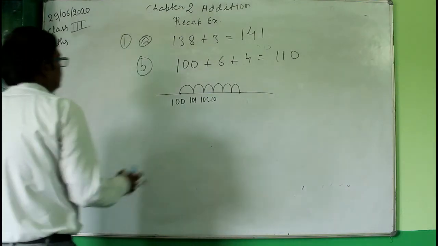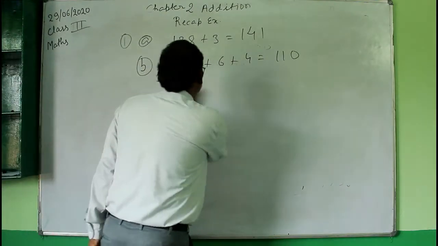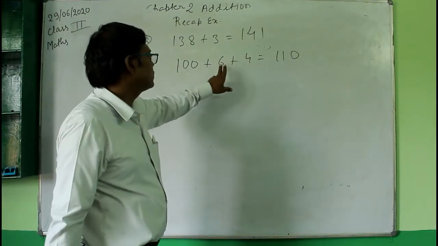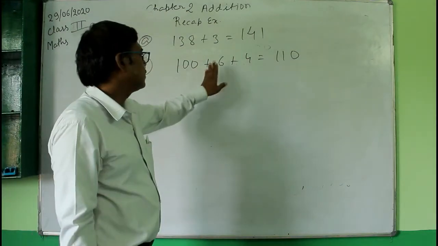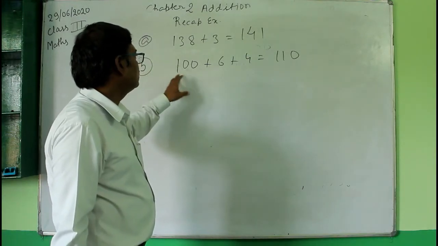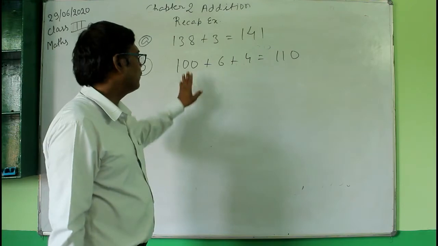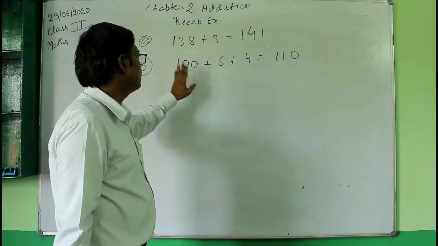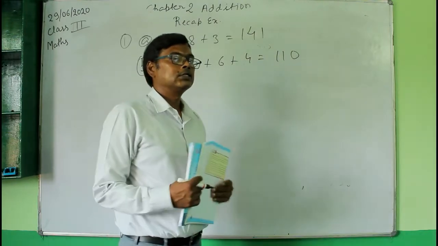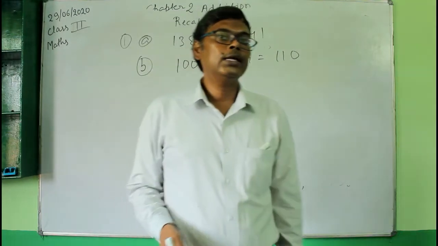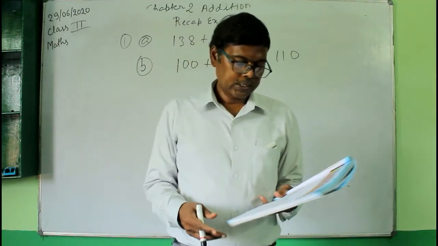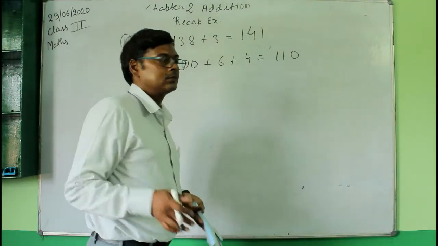Mentally, you can also add 6 plus 4 first. 6 plus 4 is 10. Then count after 100, 10 more. That is 101, then 102, and you will reach 110. इस तरह से काउंट करने से तुमको आंसर 110 मिल जाएगा. So in this way you can add mentally, using some tricks.